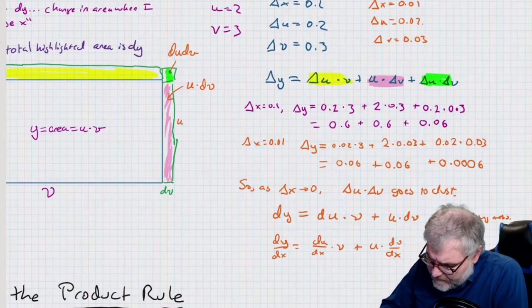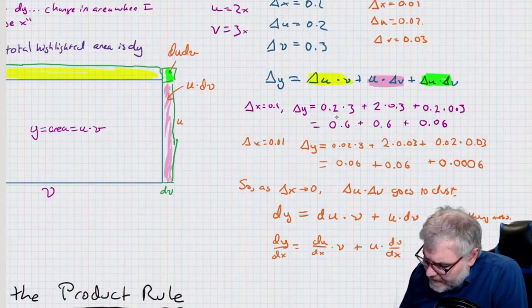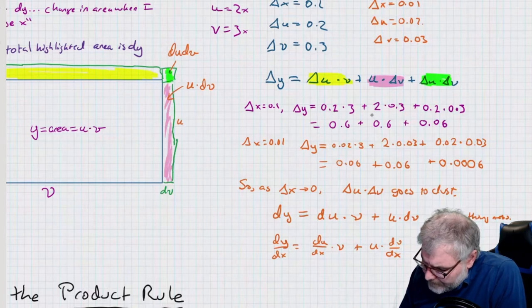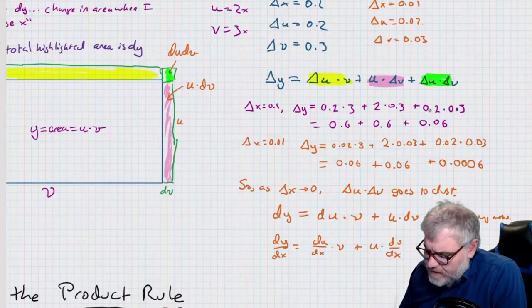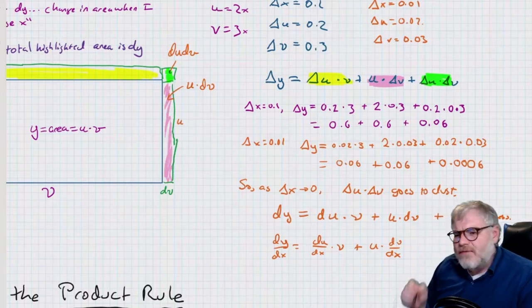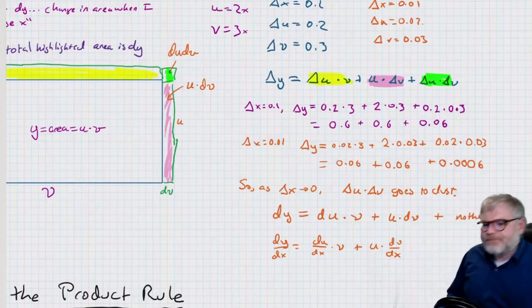Both of these should have x's, by the way, after them. My nudge in y here is going to be 0.2 times 3. I'm going to have a 2 here times the 0.3. And then I'm going to have a plus this 0.2 times 0.3. So this is going to be 0.6 plus 0.6 plus 0.06.